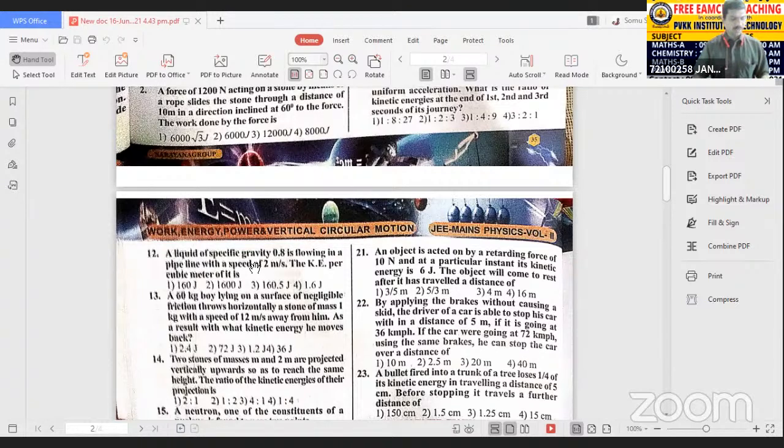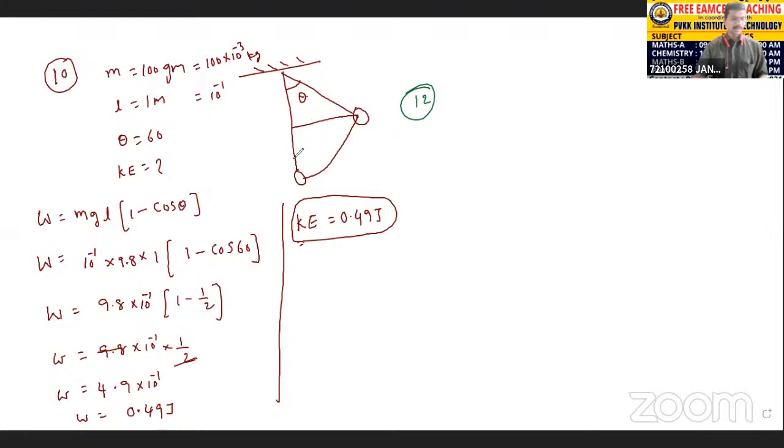Specific gravity is 0.8. This is for mass. Now find out the kinetic energy. Yes, M is given. M is equal to 0.8 gram per cc.